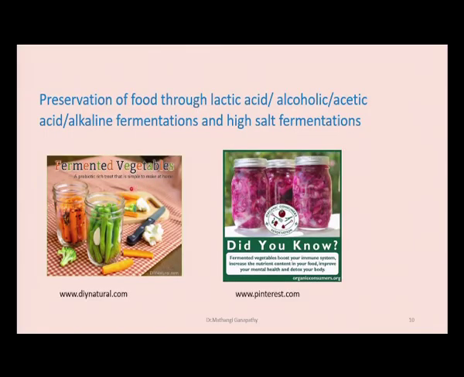So, when we talk about preservation of food, the different techniques used are lactic acid fermentation, alcoholic fermentation, acetic acid fermentation, alkaline fermentation, and fermentation in very high salt concentration, where we use 13% salt. A typical example is pickles, fermented vegetables like sauerkraut, and dill, what you call pickled cucumber. All these are preserved foods where fermentation is the process used.